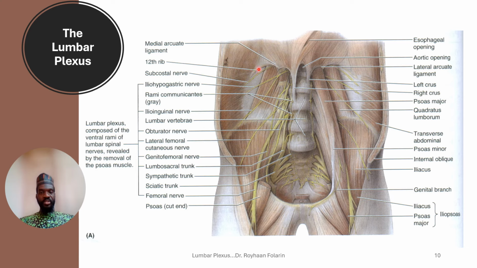The 12th rib is seen here, and then the subcostal nerve is coming. You can see it beneath the 12th rib. That's why it has that name, subcostal nerve. So inside too, you can appreciate the iliohypogastric nerve, which is the first branch of the L1, and then you have the ilioinguinal nerve. We'll talk about what each of these nerves does in just a moment. And you'll see some rami communicantes. Rami communicantes, particularly the gray rami communicantes, I'll talk about them in a number of slides to come now.